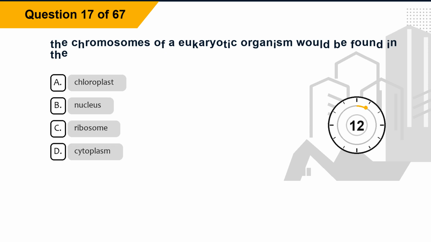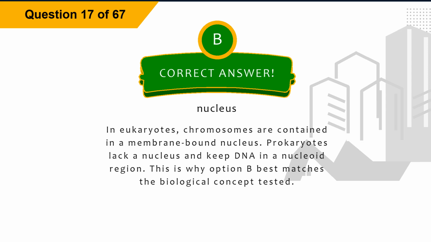Question 17. The chromosomes of a eukaryotic organism would be found in the option A, chloroplast. Option B, nucleus. Option C, ribosome. Option D, cytoplasm. The correct answer is option B, nucleus. Explanation. In eukaryotes, chromosomes are contained in a membrane-bound nucleus. Prokaryotes lack a nucleus and keep DNA in a nucleoid region. This is why option B best matches the biological concept tested.